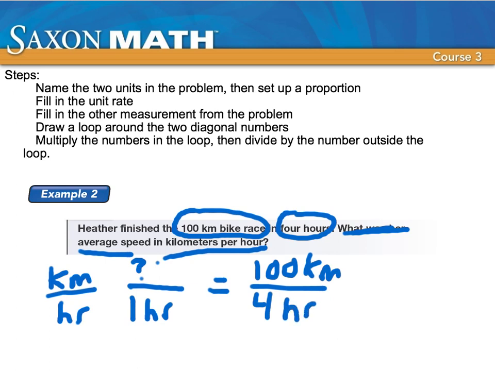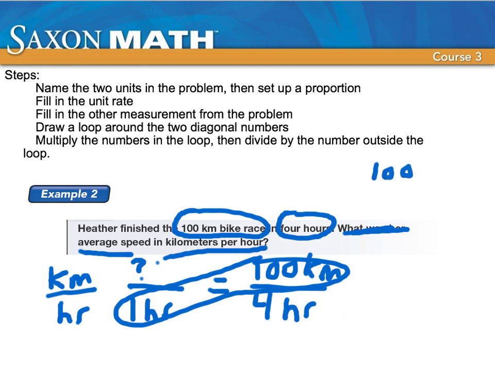Okay, next step, we're going to do the loop. Nice loop there. Alright, multiply numbers in the loop. 100 times 1 is 100. Then we need to take that, divide it by the number outside the loop, divide it by 4. 100 divided by 4, if you don't know that off the top of your head, 4 doesn't go into 1, but it goes into 10 twice. 4 times 2 is 8, and I subtract. I'm going to get 2 and then bring down the 0, and 4 goes into 20 5 times. Okay, it's 25.